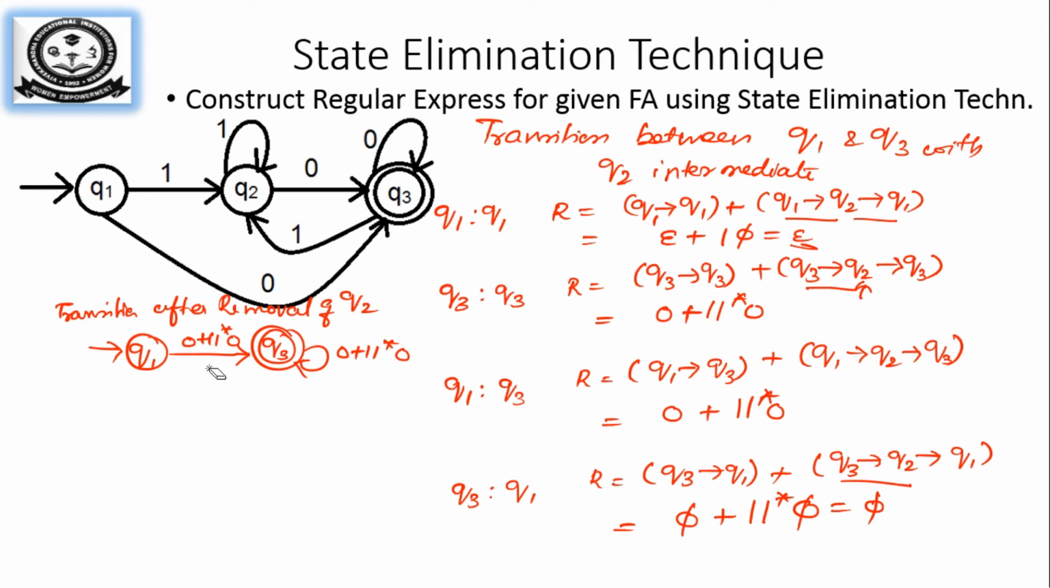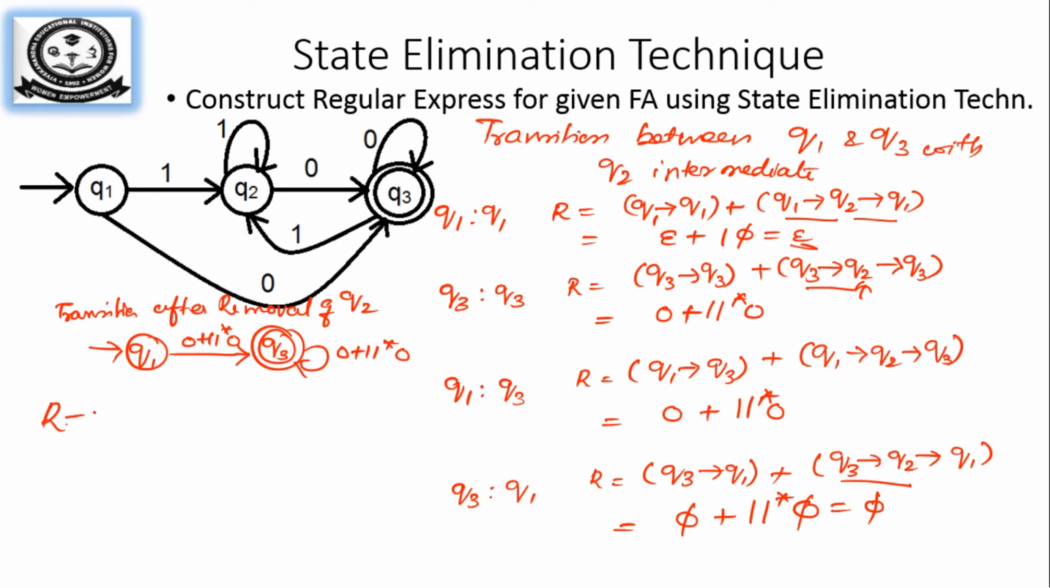So I am removing it. So now only this is the transition diagram. You don't have a self transition for Q1 and you don't have a transition from Q3 to Q1. So we will write the regular expression. You just have to write it.